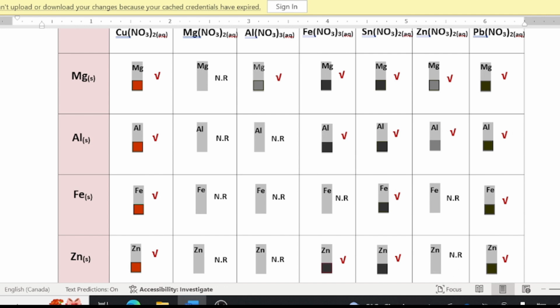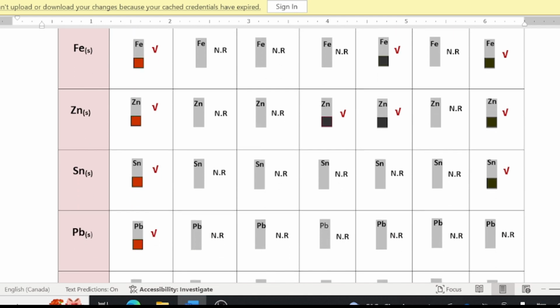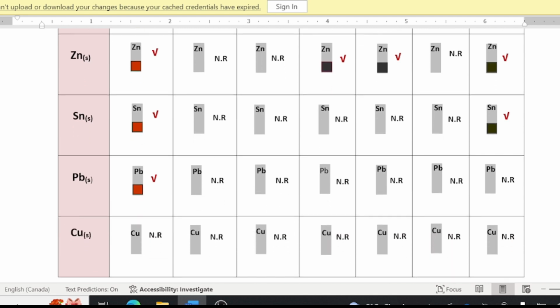Okay? Alright, and I have tin now. Tin is able to displace copper, none of those there, and lead here. And of course, lead is only able to displace copper there, none of the others. And your friend copper now is not able to displace anything there.